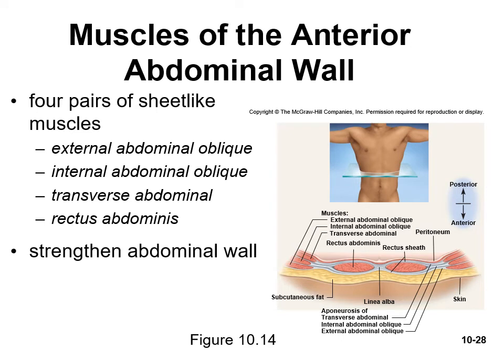Looking at the muscles on the abdominal wall, there are 4 pairs of sheet-like muscles. You have internal and external obliques, a transverse abdominis, and a rectus abdominis. All of these serve to strengthen the abdominal wall, partially support the vertebral column, and hold our viscera inside of us.